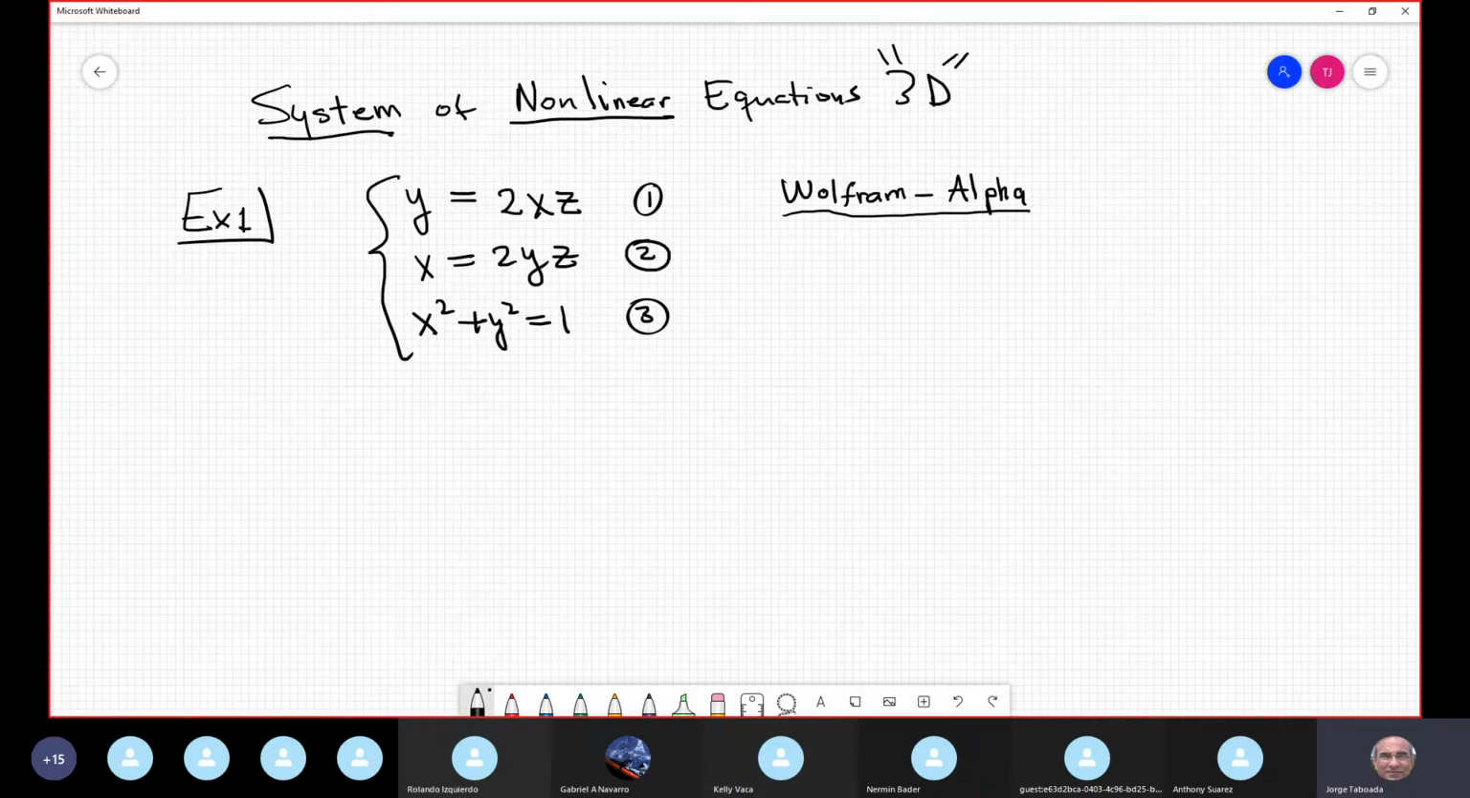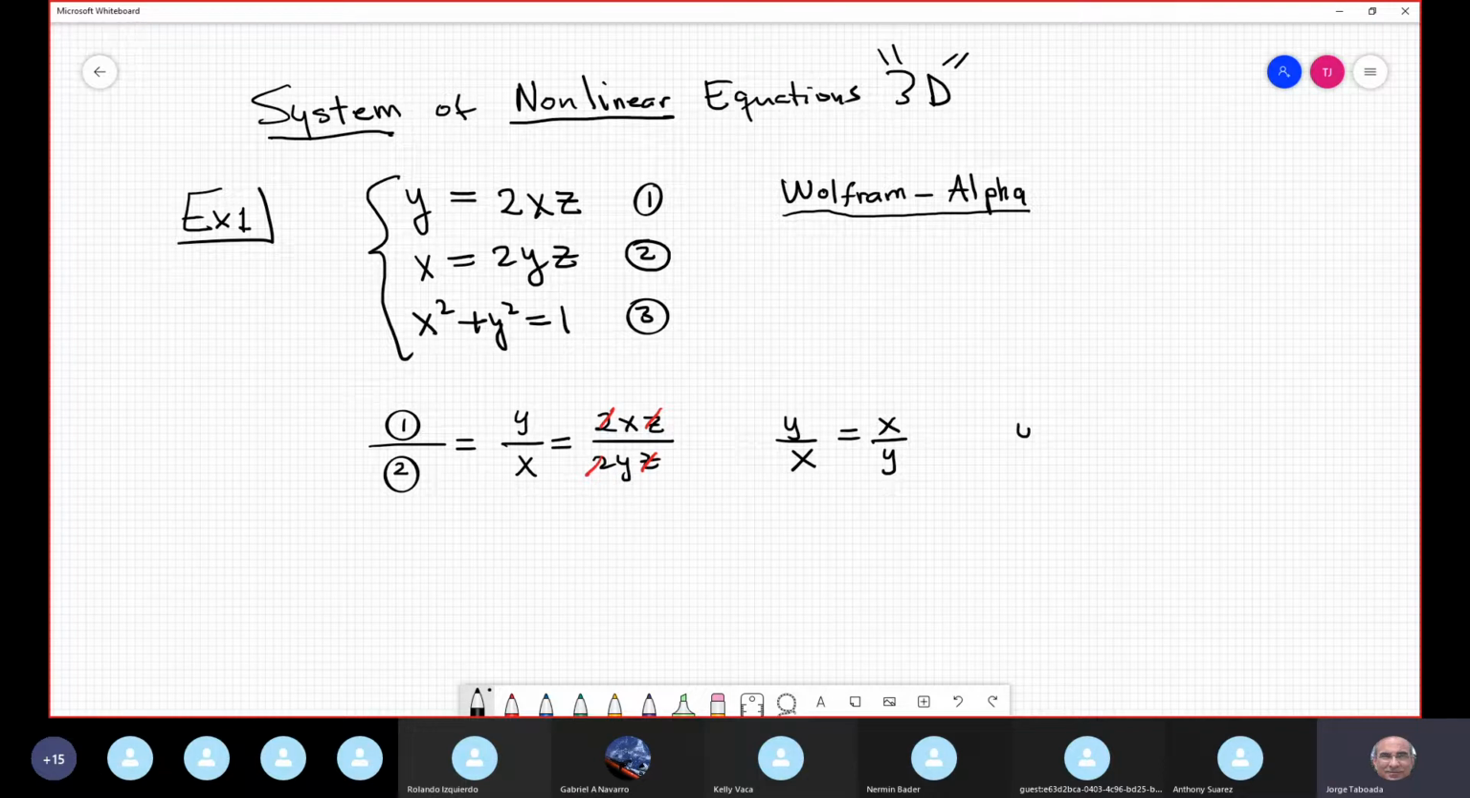Because I know, if you divide equation number 1 by equation number 2, you say, Professor, normally you subtract, you know, but in this case division. Why division? Because y over x on the left hand side, on the right hand side, I take advantage to cancel out that z. And you have the equation so far as y over x is equal to x over y. Wow. And now cross multiply. Y squared equal x squared.